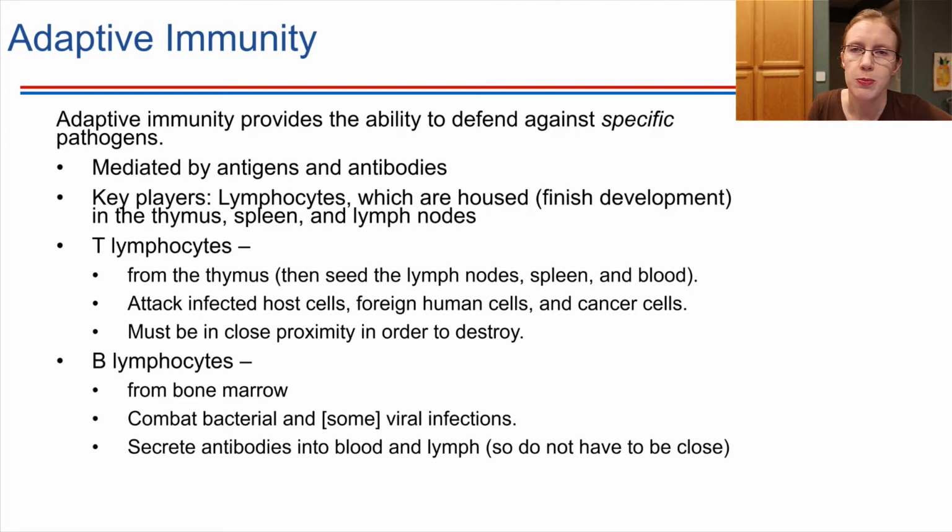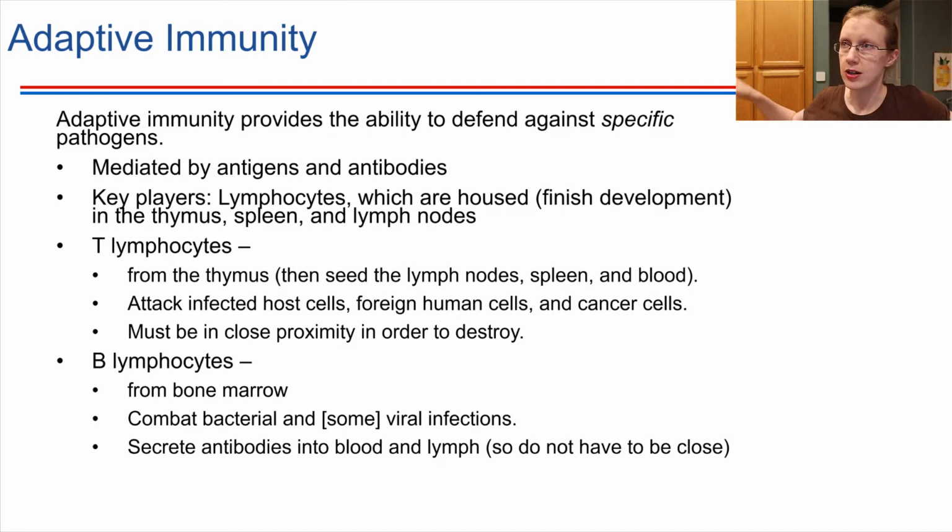B lymphocytes, the B comes from bone marrow. This is where these cells come from. So B lymphocytes primarily attack bacterial infections. They're not attacking our cells, but rather specifically bacterial cells, and in some cases viral infections too. B lymphocytes are the cells that produce antibodies, and they keep a set of antibodies on their surface, embedded in their own plasma membranes.